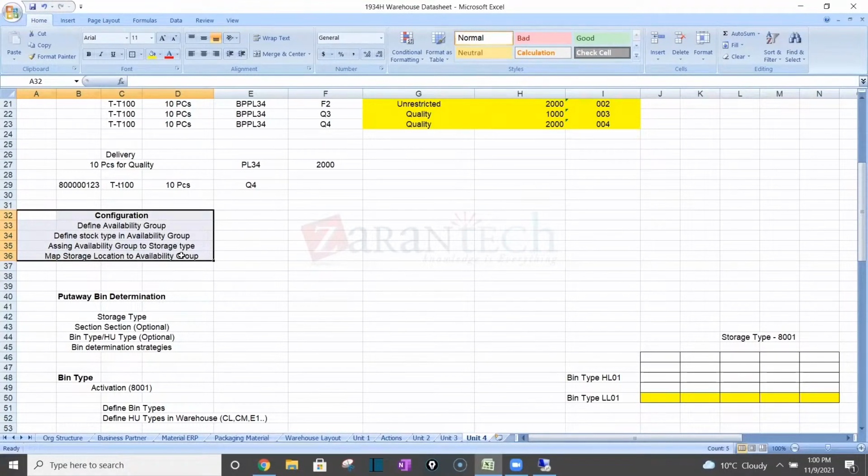Oh, define availability group, define stock type availability group. Okay, the settings. This is enough. Nothing else you need. No config on the ERP side. Nothing. The system will automatically do the posting changes. And we did test it when we were testing availability group.